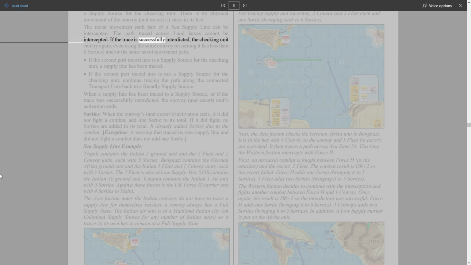If the trace is successfully interdicted, the checking unit can try again, even using the same convoy, assuming it has less than 6 sorties, and or the same naval movement path. If the second port traced into is a supply source for the checking unit, a supply line has been traced.